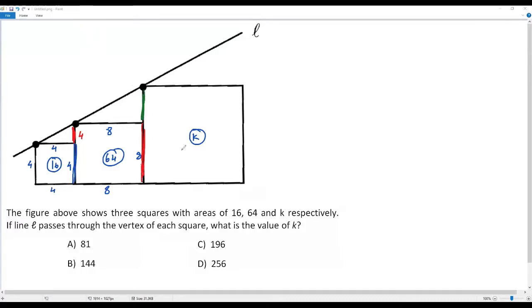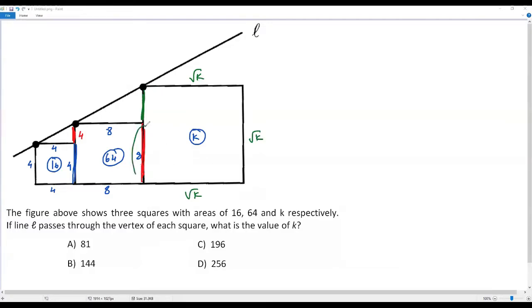Already we know that to get the length of each side of this third square, we have to take the square root of this area. Then we get square root of k. So here we have square root of k, here we have square root of k, and the length of this side also must be square root of k.